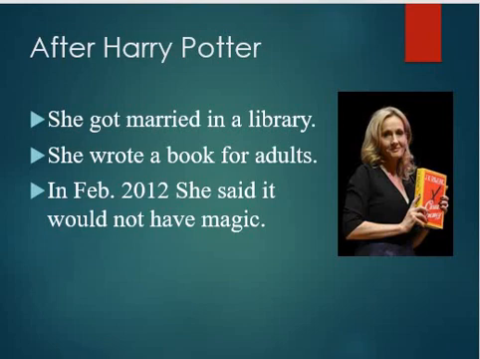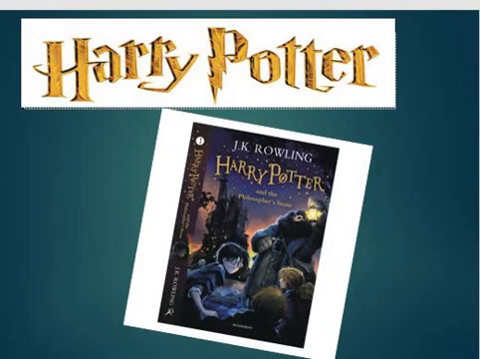After Harry Potter, she got married in a library and she wrote a book for adults. In February 2012, she said it would not have magic. So basically, we can understand that Harry Potter is totally about magic, and it is for children. So this was a little bit about the introduction of J.K. Rowling. Now we are going to discuss Harry Potter.